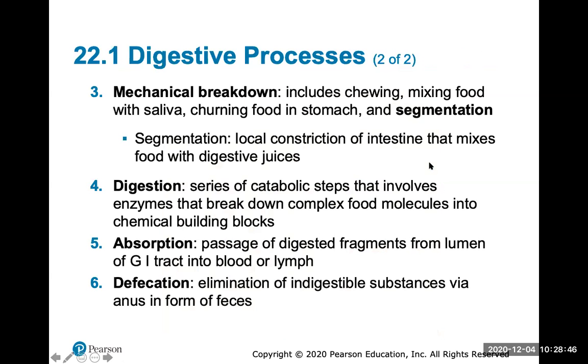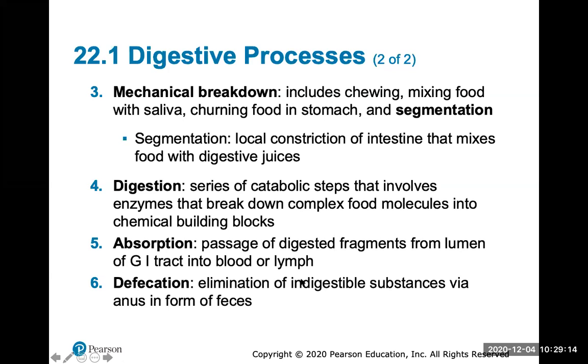The mechanical breakdown of food involves chewing, mixing food with saliva, churning food in the stomach, and segmentation, which we just talked about. Digestion are all the catabolic steps that involve enzymes breaking down complex food molecules into their chemical building blocks. So we're taking food and breaking it down into its simplest components to be used by your body cells or to be absorbed into the bloodstream.